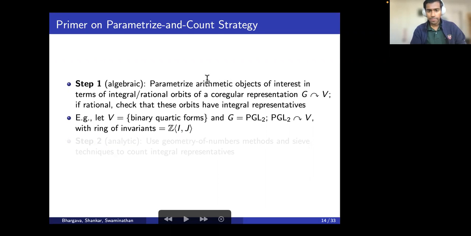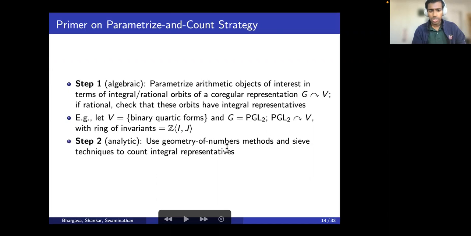And once you've achieved this algebraic step, you've turned the problem of counting the arithmetic objects of interest into a problem of counting integral orbits of the co-regular representation. And the way we count integral orbits of a co-regular representation is to realize these integral orbits as lattice points in a fundamental domain for the representation. And once you've done that, you can just use geometry of numbers methods and sieve techniques to count those integral representatives. So that's the strategy we'll be using.